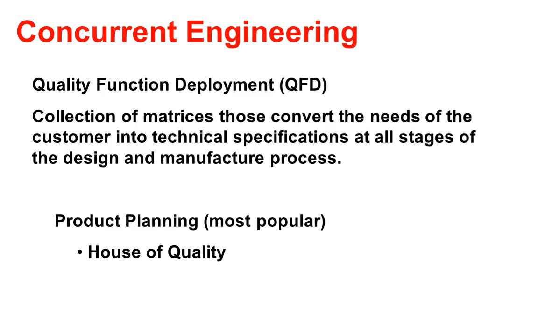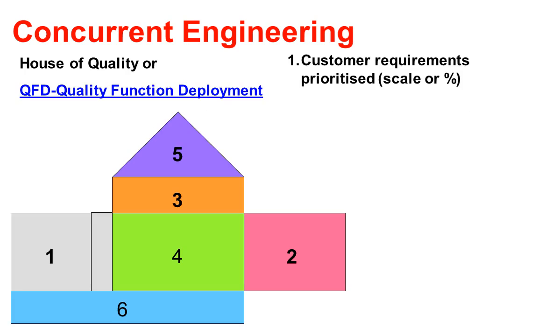For product planning, the most popular concept is the house of quality. This concept was used by Dr. Mizuno, Professor Emeritus of the Tokyo Institute of Technology, who is credited with initiating the quality function deployment system. The first application of QFD was at Mitsubishi Heavy Industries Limited in the Kobe shipyard, Japan in 1972.